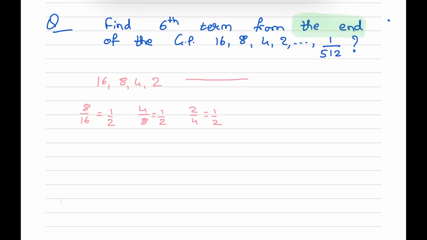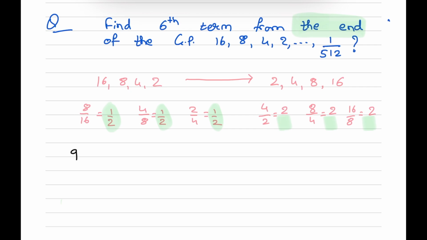And now we consider this same sequence but in reverse order, that is, we take 2 as the first number, followed by 4, 8 and 16. Then the common ratio will be 4 upon 2, which is 2, or 8 upon 4, which is also 2, or 16 upon 8, which is 2. So we see that for a given GP, the common ratio will become reciprocal when we reverse that GP.